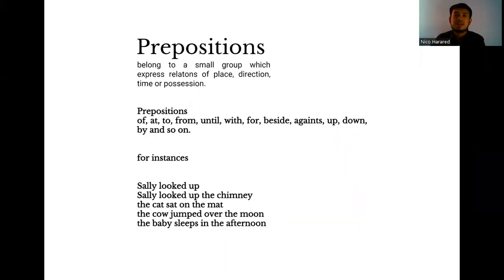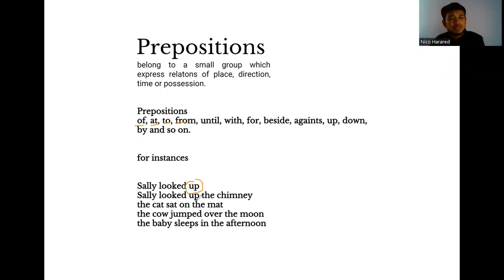And what about preposition? Another part of speech. Prepositions belong to a small group which express relation of place, direction, time, or position. For instance, we have prepositions such as of, at, to, from, until, and so on. So we can find out that this is a preposition. Take a look at the example: Sally looked up. This is identified as a preposition.